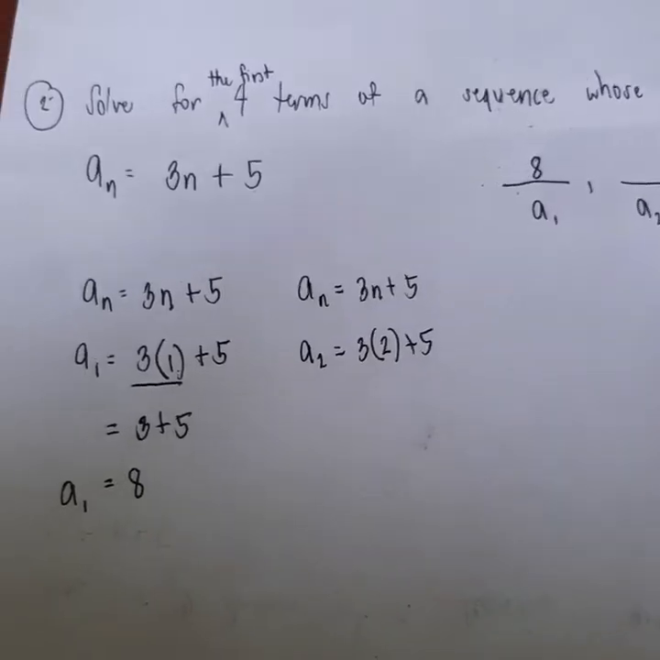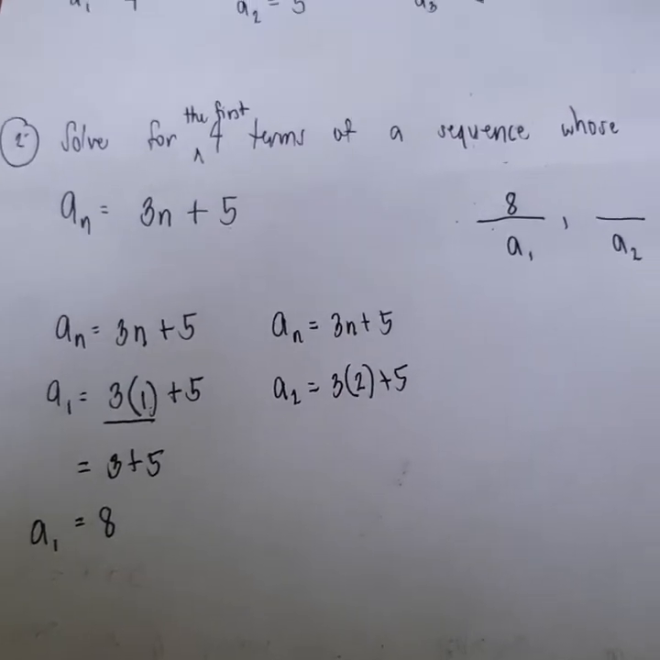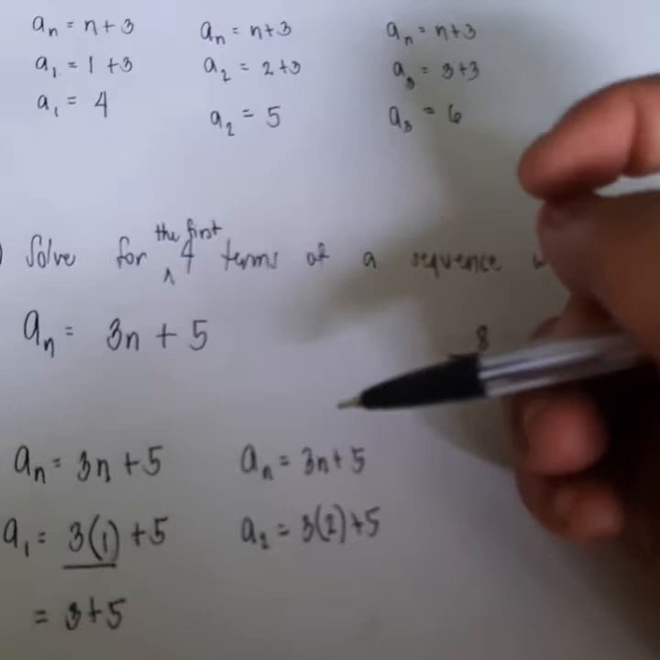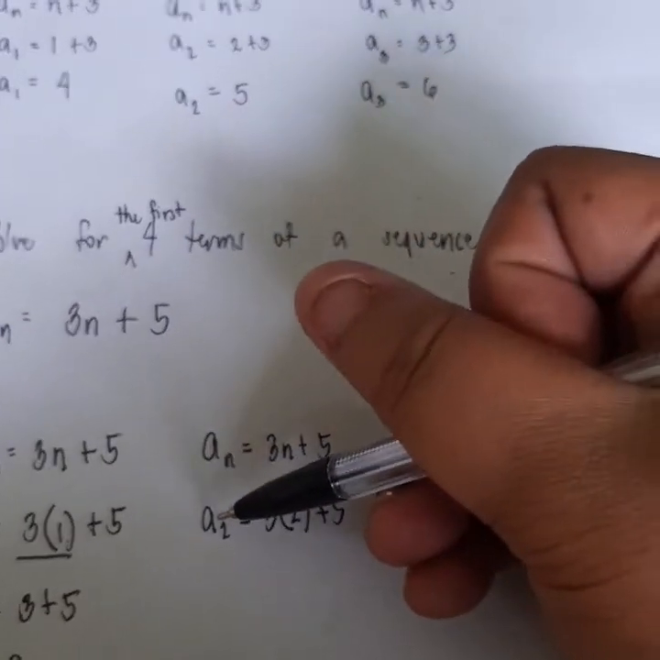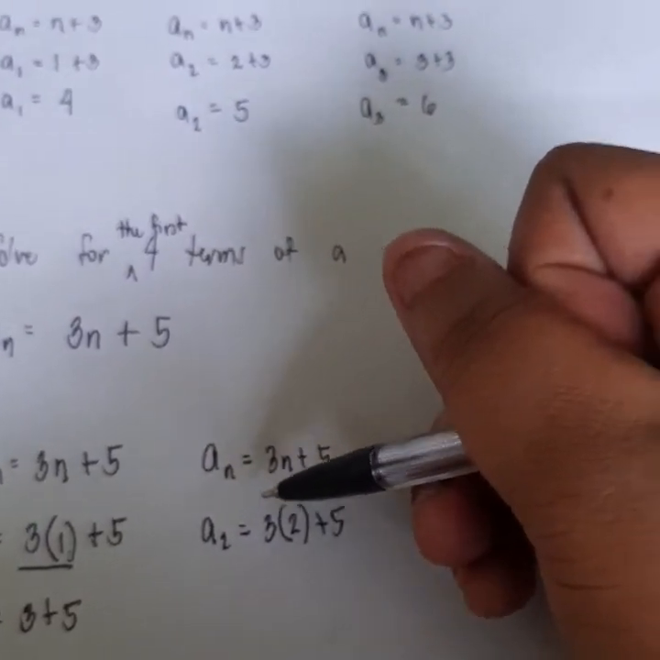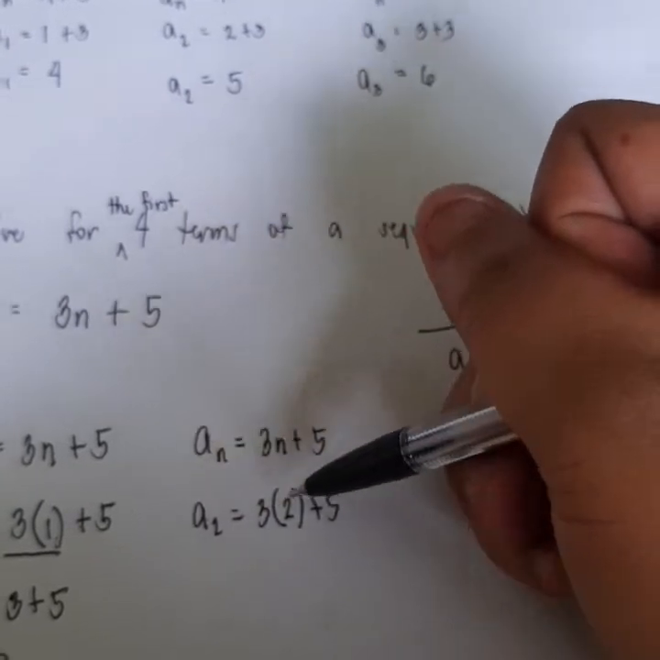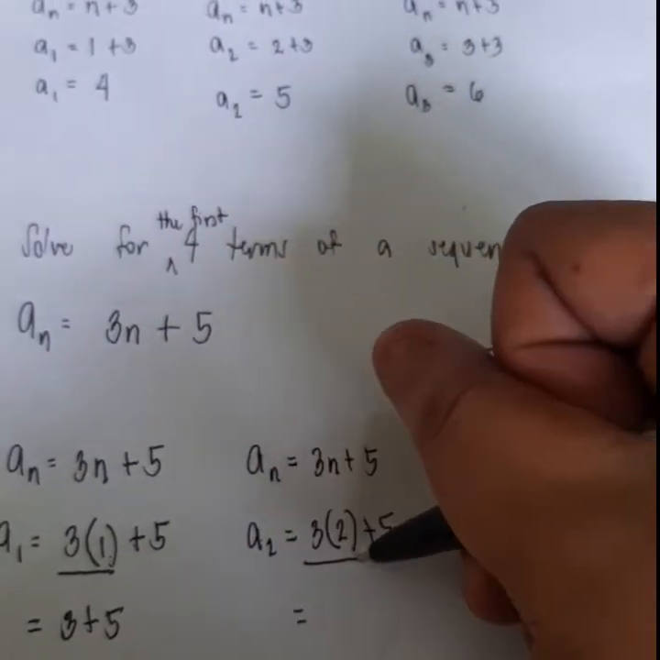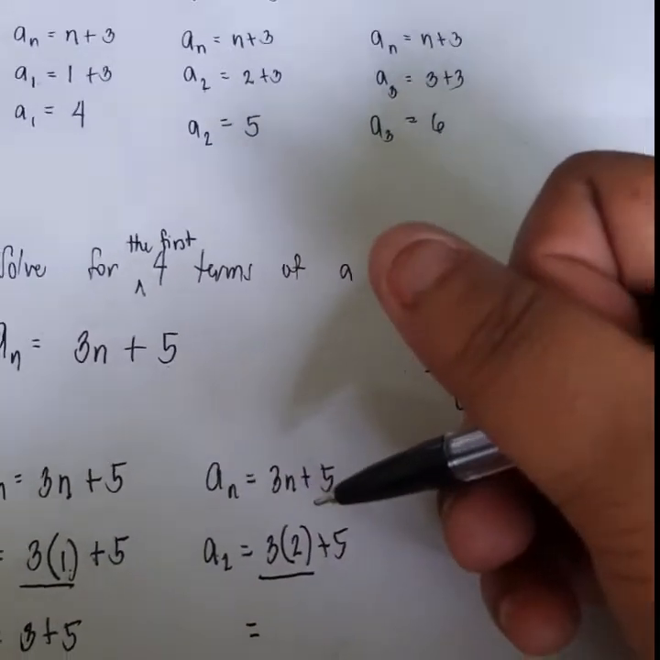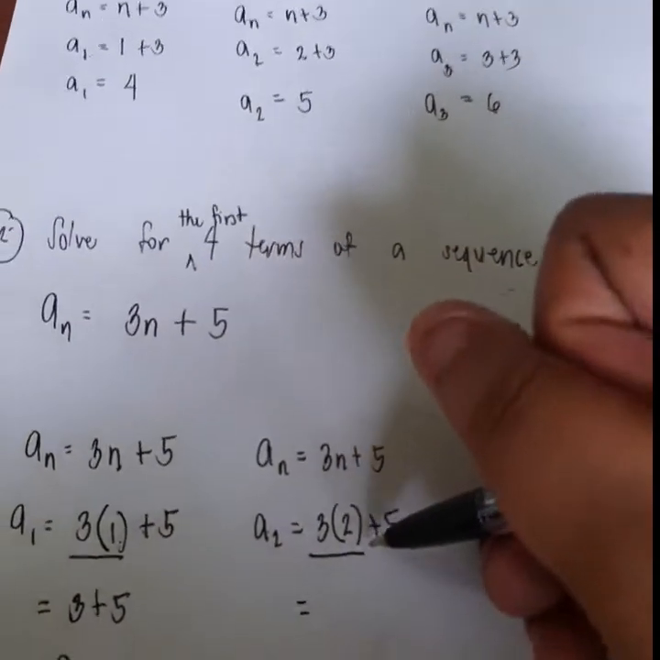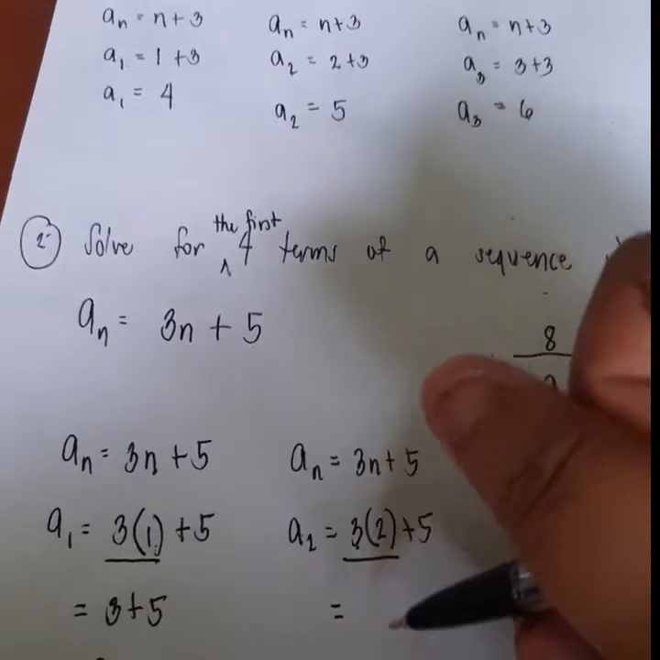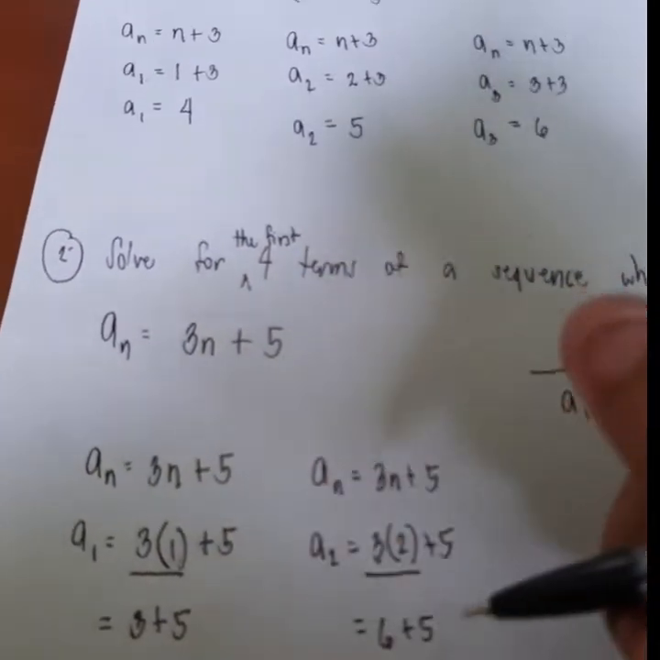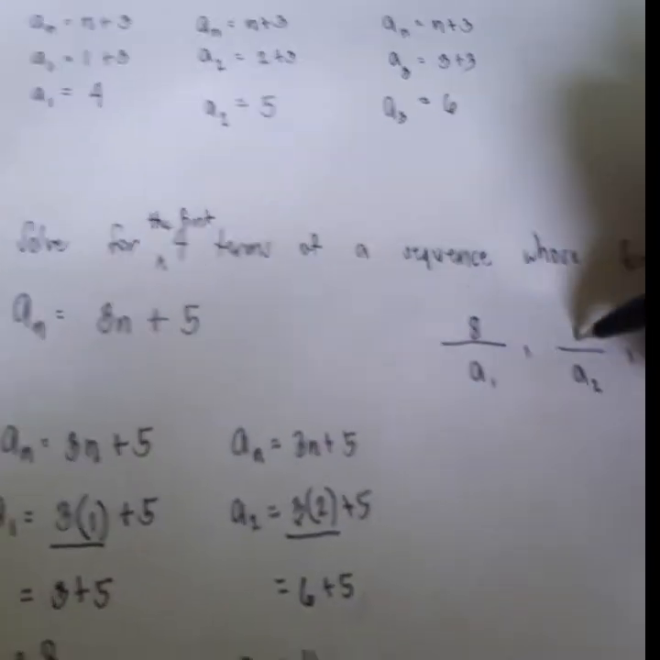So let's continue solving, and we're going to have now the a sub 2. So you do have your formula a sub n is equal to 3n plus 5. By substitution, we're solving for the second term. So you're going to have your a sub 2 is equal to 3 times 2 plus 5. Then you're just going to solve again, this operation will be multiplication. So you're going to have your 3 times 2 and the answer is just equal to 6 plus 5. Therefore, our second term must be equal to 11.